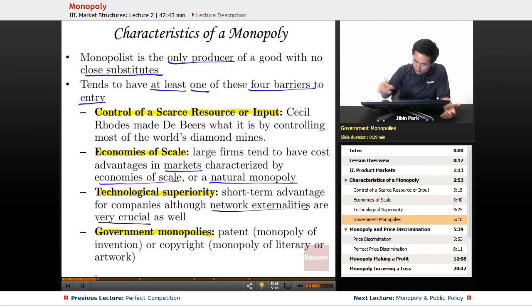self-explanatory. So, for example, a patent, which is a monopoly of invention. So if you create something, you create a patent for it. Or a copyright, which is a monopoly of literary or artwork. So if the government grants a monopoly, then it is the only entity that can actually produce that particular product.